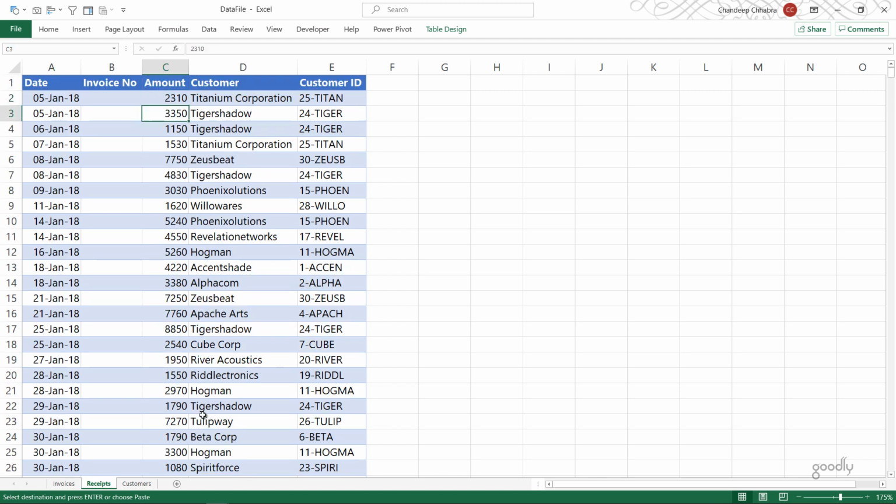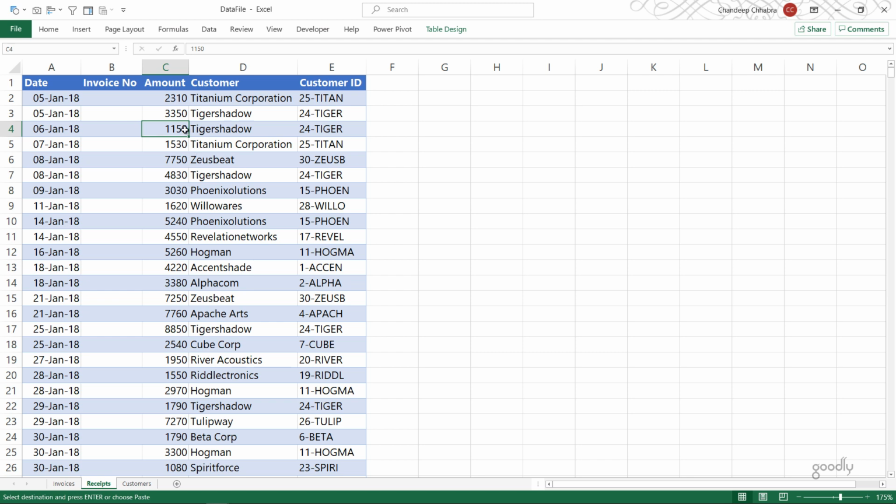This is going to work absolutely fine. Whereas when the customer Tiger Shadow pays a lump sum amount of money, there can be instances where he ends up paying more money than what the total of all his bills is. So maybe the total of the bills is 5,000, but he ends up paying 5,500. That's totally okay. It's going to show up as a negative balance.